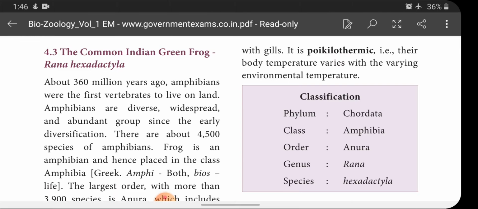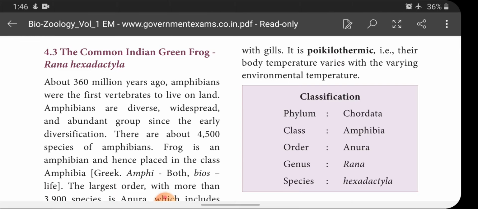As of the reduced syllabus, we don't have cockroaches in our syllabus. So I shall start from the frog. You have earthworm and frog in our syllabus as of the reduced syllabus, and so you need not learn cockroaches. Okay.